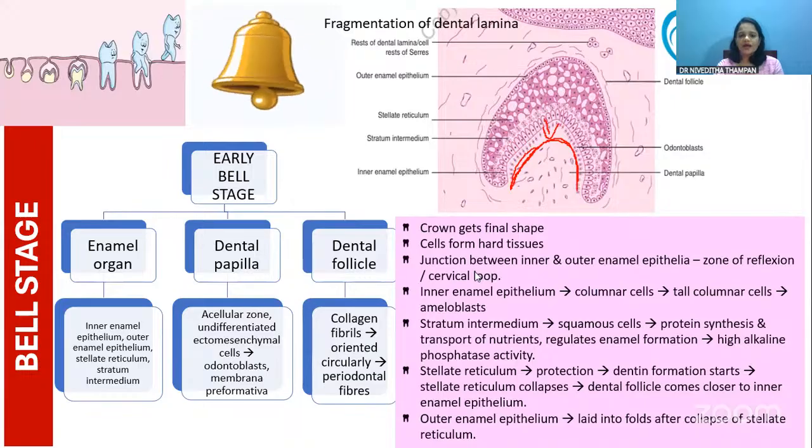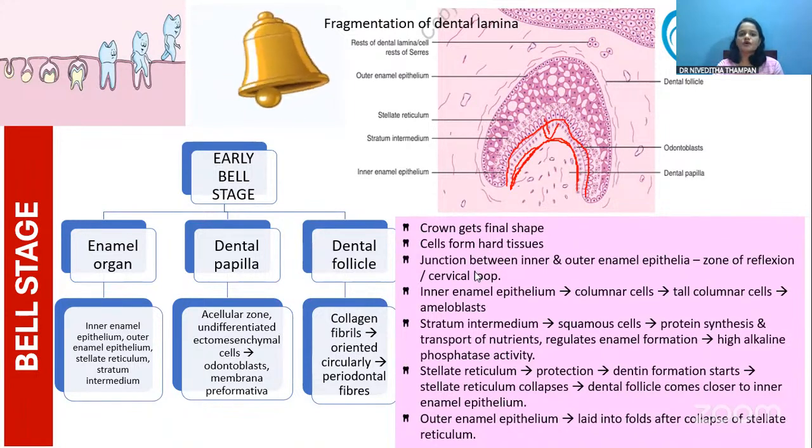Now, just before the dentin formation, the membrane that separates the inner enamel epithelial cells from the dental papilla is called the membrana preformativa. That is where the future dentino-enamel junction will form. So this membrane that separates the inner enamel epithelial cells from the dental papilla is the membrana preformativa, and that place is where the future dentino-enamel junction forms.